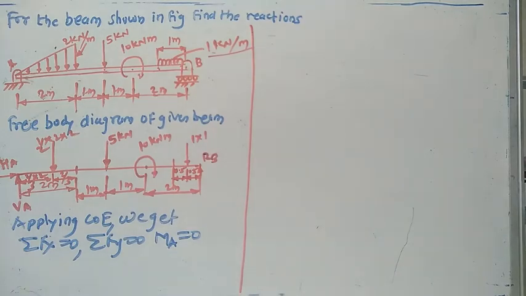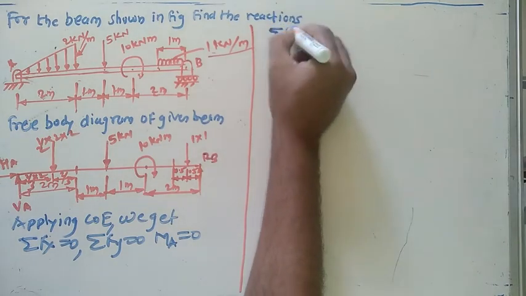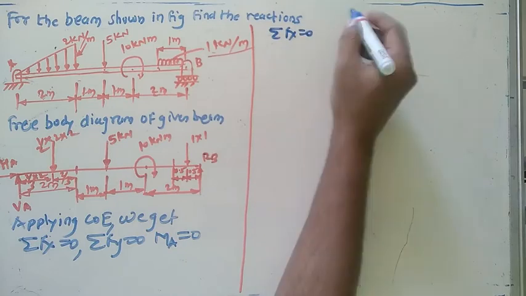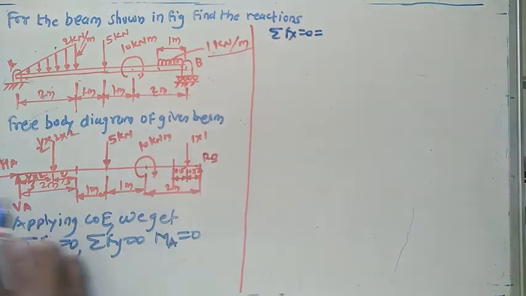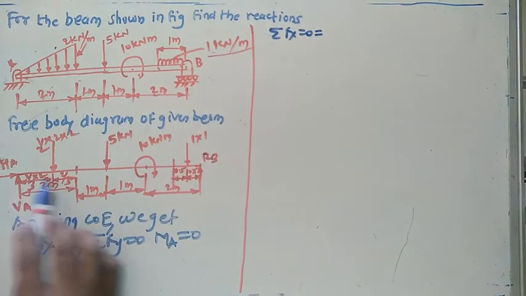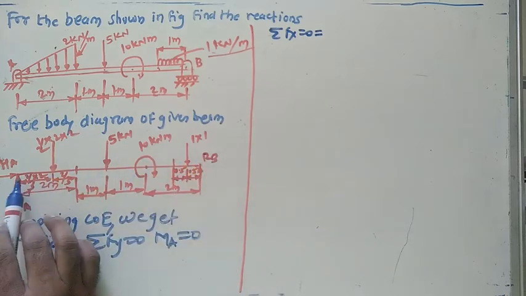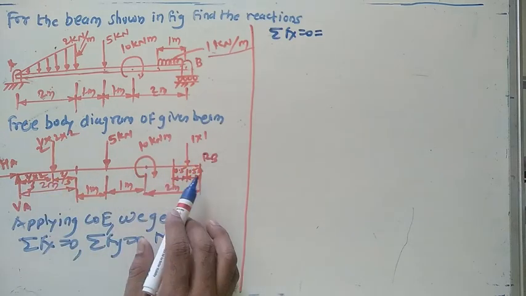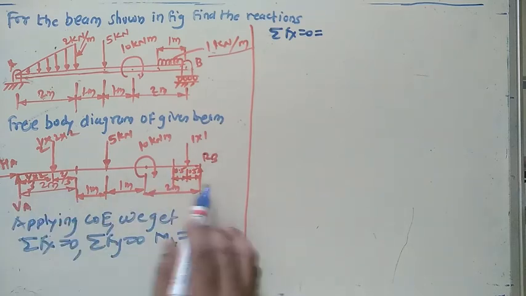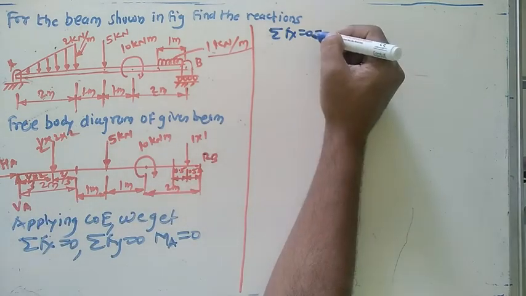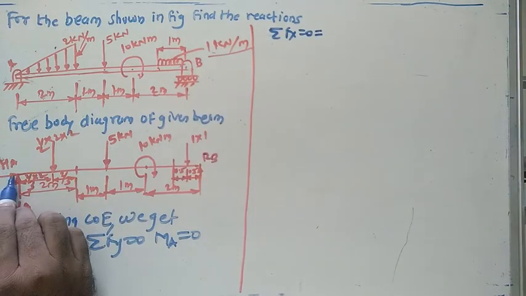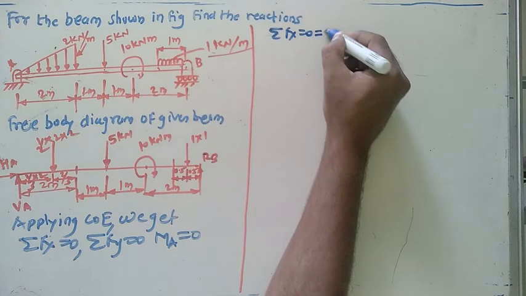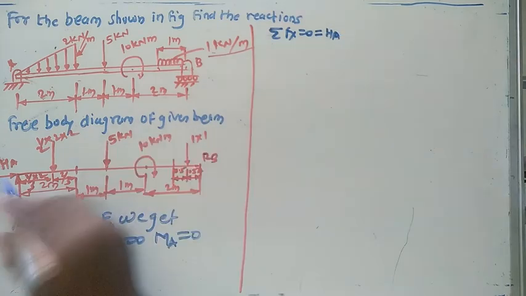First one: summation of all the forces along the horizontal direction equals 0. Now focus only on the horizontal forces. All the forces right now are in the vertical upward or downward direction. What about this one? There is no force in the horizontal direction. So HA becomes 0. The value of HA is 0.